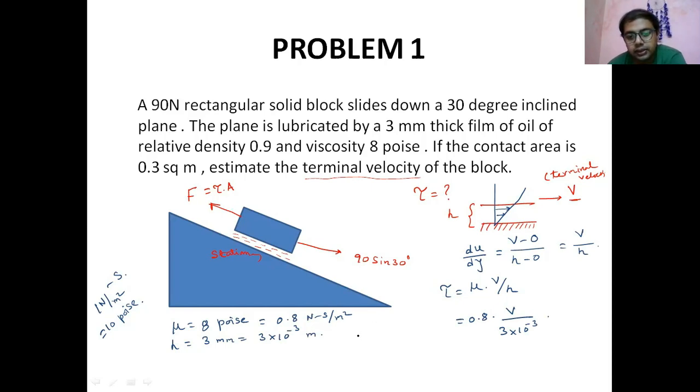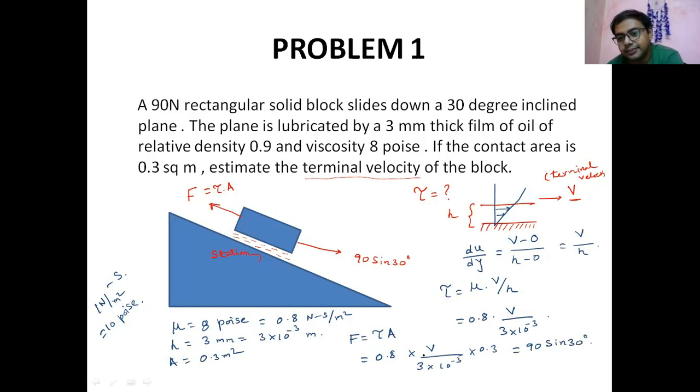So the shear force is tau into A. A is given, the contact area in this problem, 0.3 meter square. So the force is 0.8 into V by 3 into 10 to the minus 3 into 0.3. This should obviously be equal to 90 sine theta. Then only this V will be the terminal velocity.